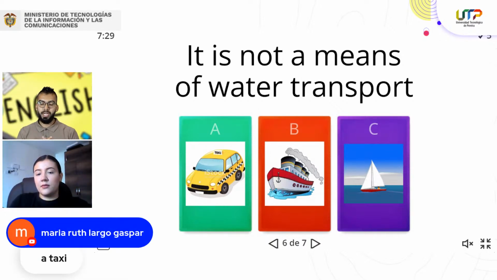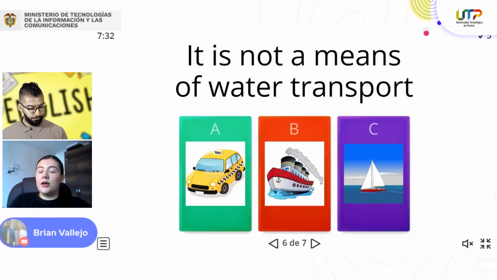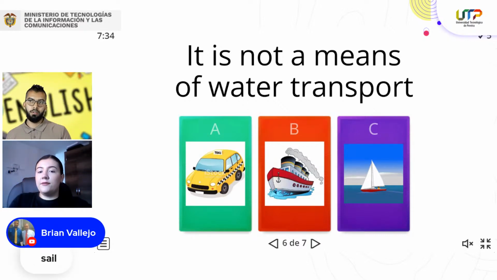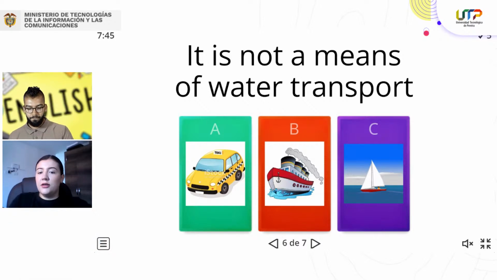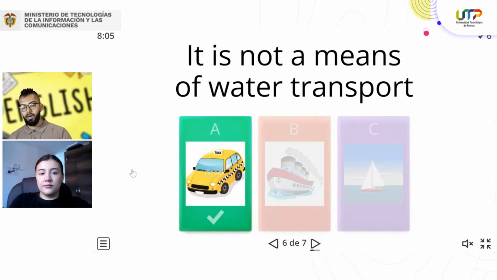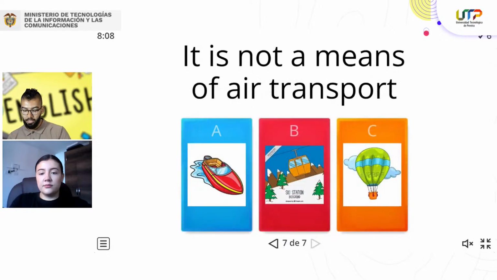Do we have any answer on the chat, teacher? Yes, we already have some answers. And the first one is Javier. He says A, taxi. We also got Lisette Garcia, A, taxi. Emily says A, taxi. Very good. That's correct. The means of transportation which is not a water transport is A, the taxi. Of course, the others are means of water transportation, the ship and the sail.